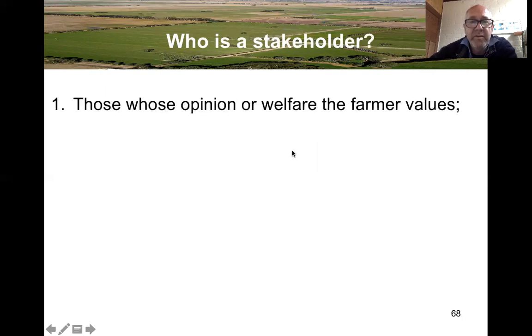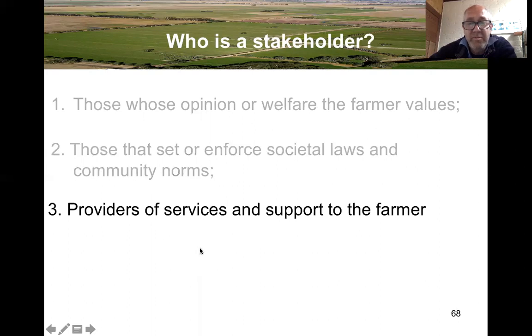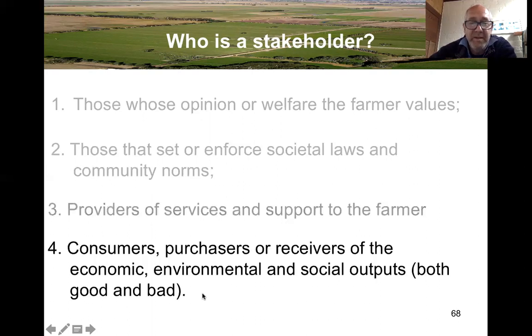So who are the stakeholders? Those whose opinion or welfare the farmer values, those who set and enforce the laws and community norms, those who provide services and support to the farmer, and those who purchase and receive the goods. Many different people fall into these. A friend or neighbour or a tax consultant or an agricultural advisor might be in category one. Government and industry and local government who define the laws are clearly stakeholders, because they influence what landholders are allowed to do or what they're encouraged to do.